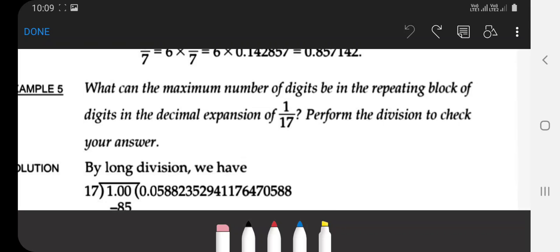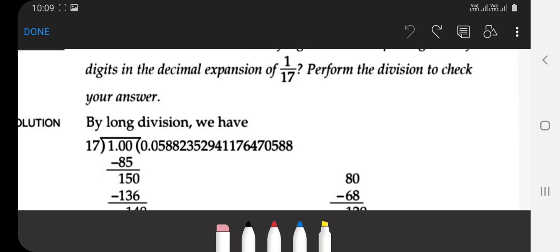What can be the maximum number of digits in the repeating block of the digits in the decimal expansion of 1 by 17? Perform the division to check your answer. So firstly you divide 1 by 17, then your answer is 0.0588235294117647.